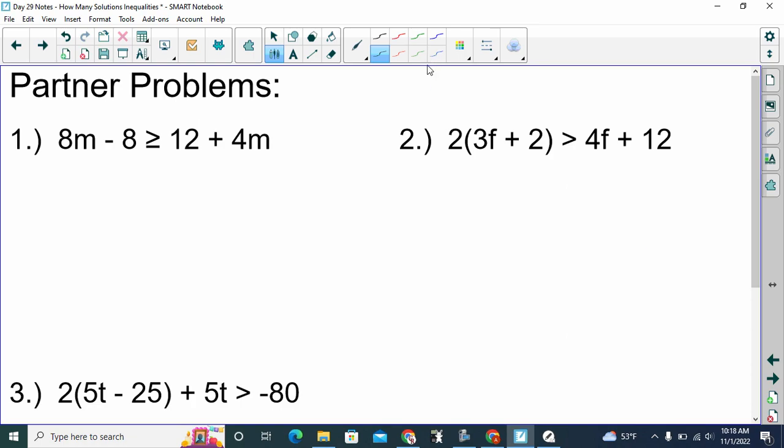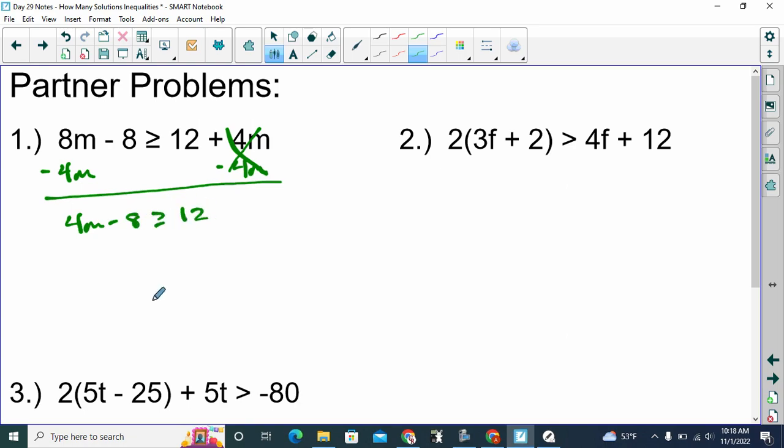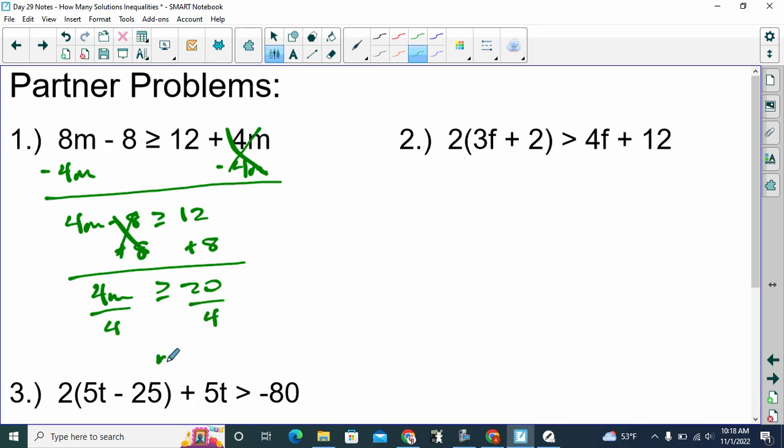Number 1, I have nothing to distribute. I have no like terms, so I need to move all the m's to the same side. Subtract 4m from both sides. I get 4m minus 8 is greater than or equal to 12. Add 8. 4m is greater than or equal to 20, and divide by 4. M is greater than or equal to 5.